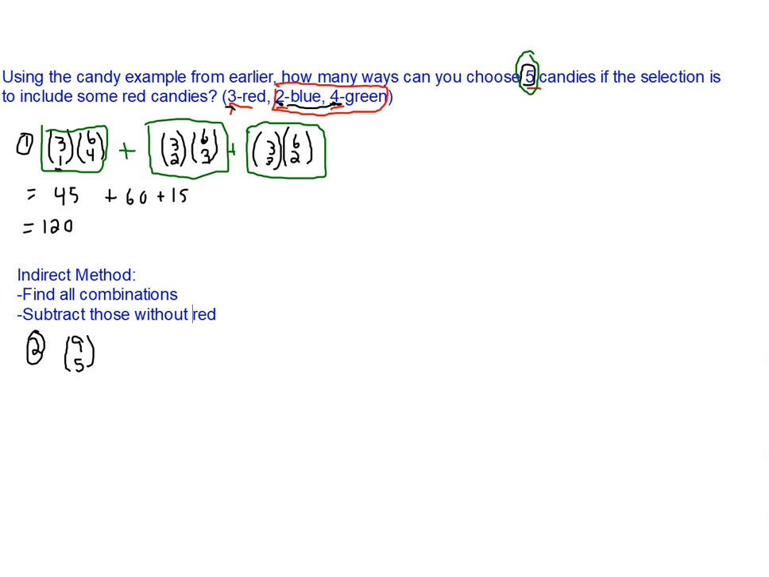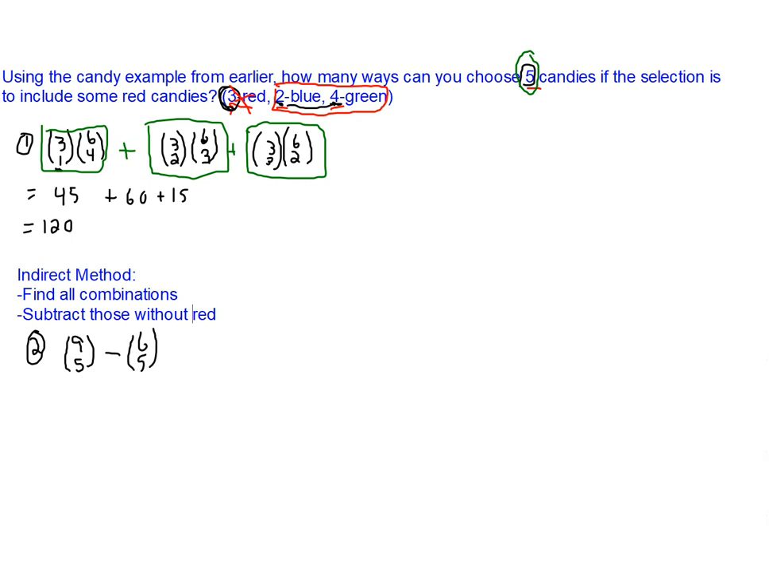Then we want to subtract the ones that don't have any red candies. Well, if we take out the red candies from this list of 9 candies, we only have 6 candies left. So the ones without red candies, let's strike out the red. There are only 6 candies left, and we need to choose 5 of them because there aren't any red candies to choose from. So we're going to subtract 6 choose 5.